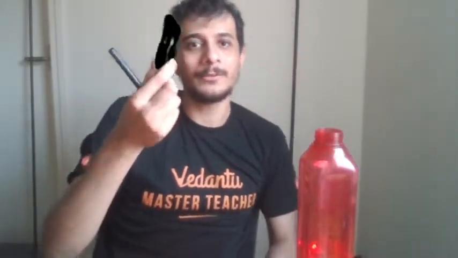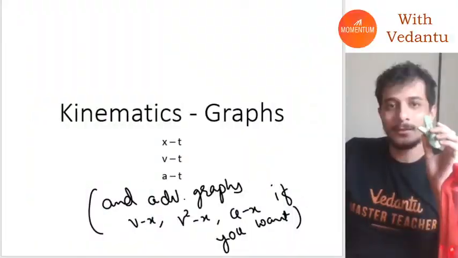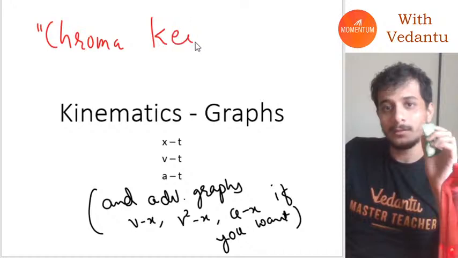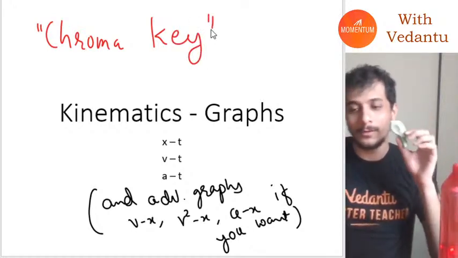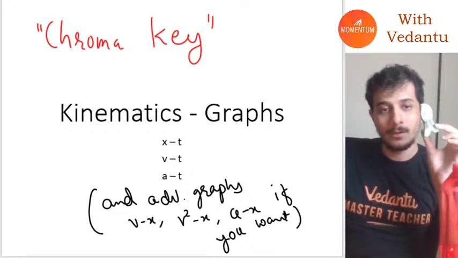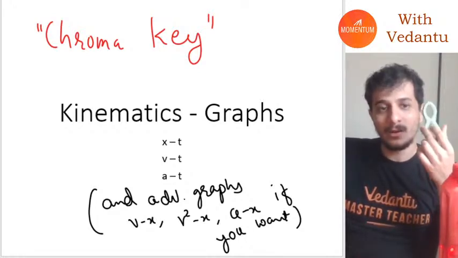Can anybody tell me why it looks so weird? If you don't know what this is, I suggest you go and search chroma key. If you search this on Google, you will understand why this is looking green or black, a combination of two, which is so weird.